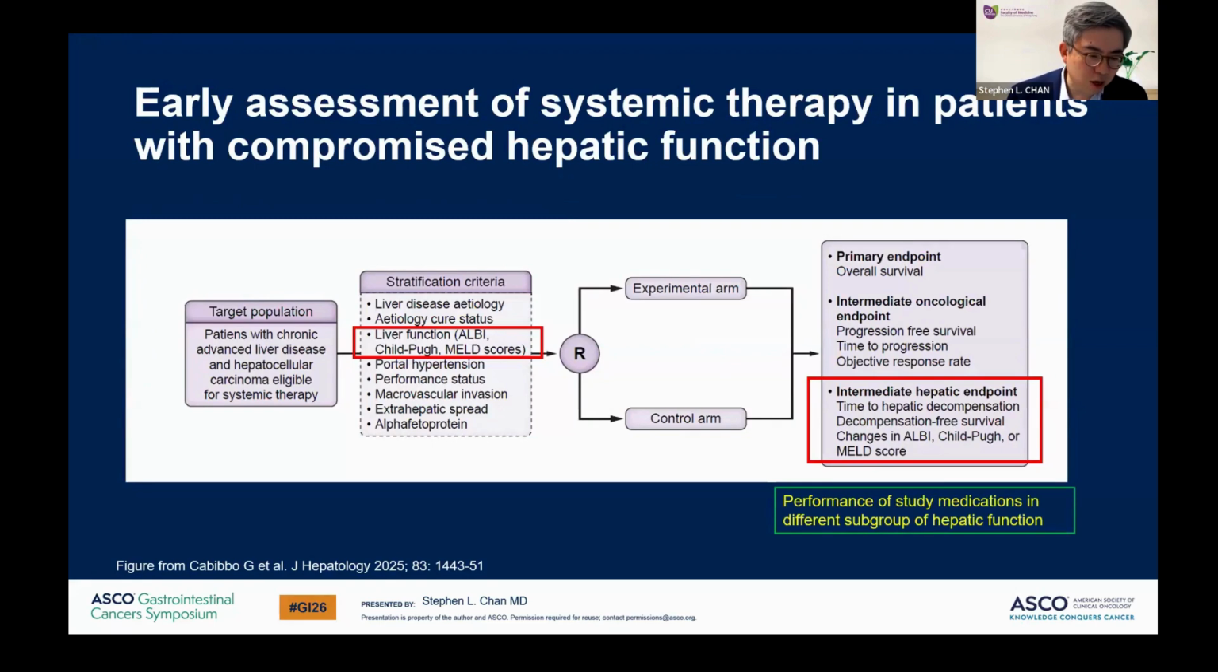And this is, I think, one of the proposals or thoughts from the JHEP, published in the review in 2025. Of course, there are many different thoughts, but one of the key points is we may stratify the patients with different hepatic function. And then when we look at the endpoints, maybe some intermediate endpoints like time to hepatic decompensation or decompensation-free survival, as mentioned, and the change in liver function parameters like ALBI and Child-Pugh score, should also be captured so that when we study the performance of different study medications, this may also be important.